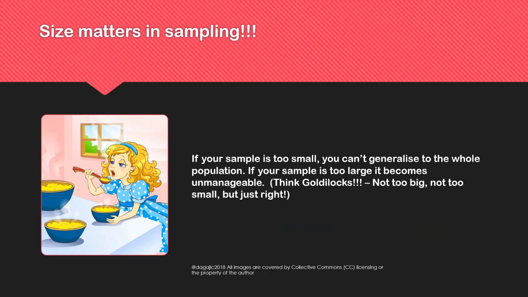One thing that really is important in sampling is size. Size matters. If our sample's too small, obviously you can't generalise to the whole population. Conversely, if your sample's too large, it just becomes unmanageable. There's too much work, there's too much data, you just can't manage it. So think of what I call the Goldilocks principle. Not too big, not too small, but just right. And obviously the size of the sample you choose will depend on the scale of your research and what you're trying to find out.